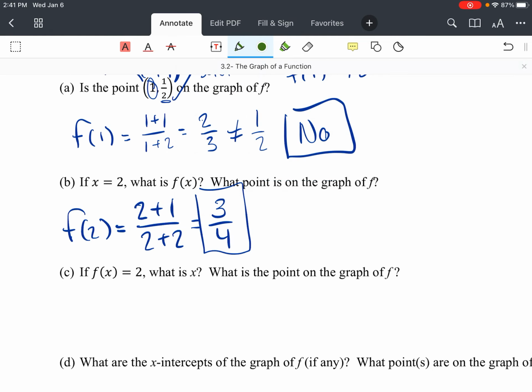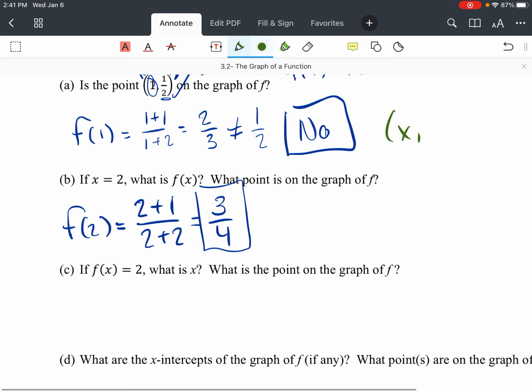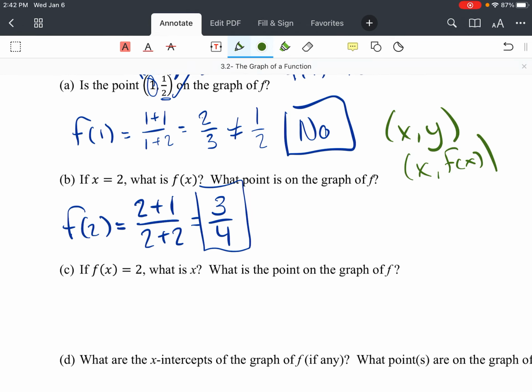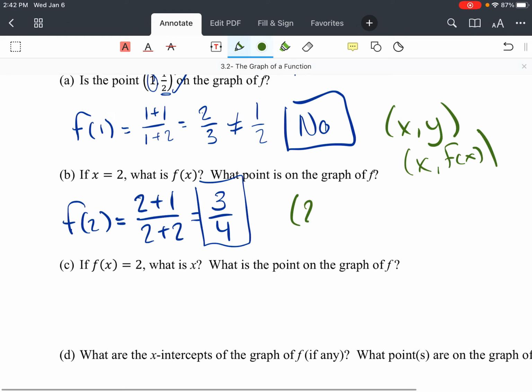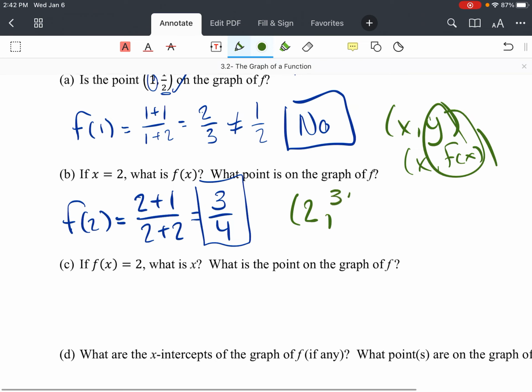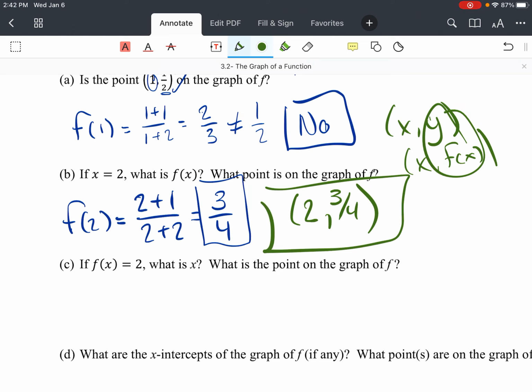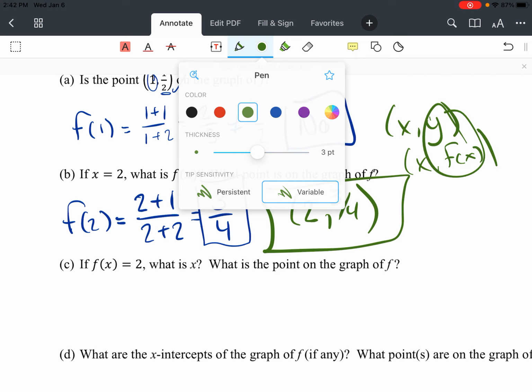The second part is asking us to find the point on the graph. So the point on the graph, remember, again, it's just x comma y, or you could think of it as x comma f of x. So we know that x in this case is 2, and we know that f of x, or y, so these are your output or your solution. And again, that's all I'm looking for here. What about this next one?